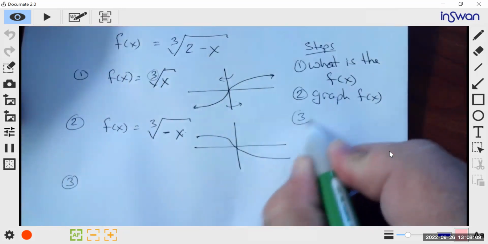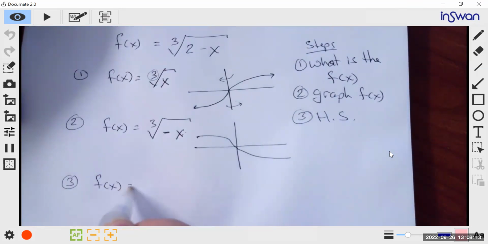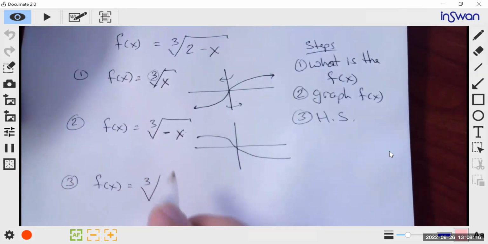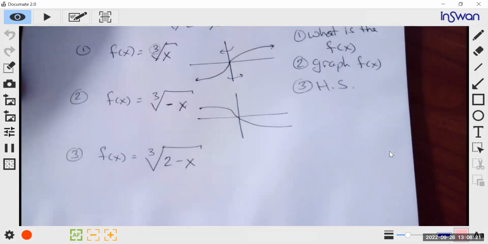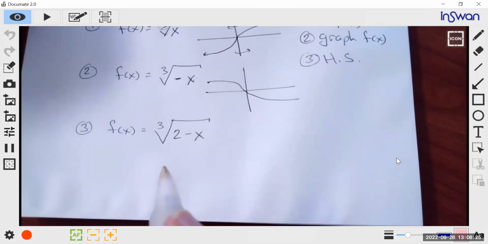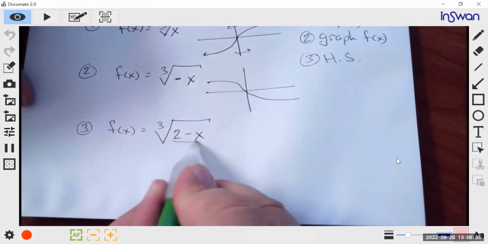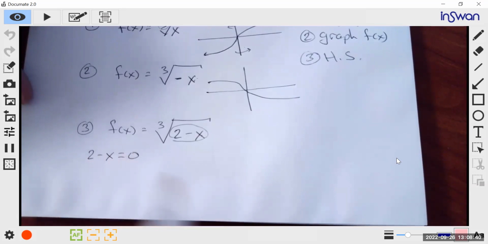And then here, next one, is there a horizontal shift? In other words, inside the function, is there anything added or subtracted to X? Yes, there's a 2 minus X. So how do we figure out the horizontal shift? Take whatever's inside the function, set it equal to 0. Solve for X.